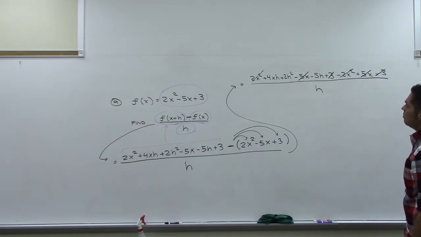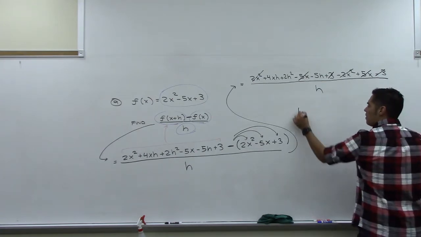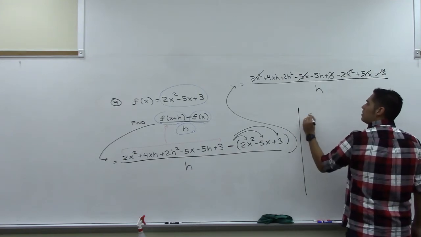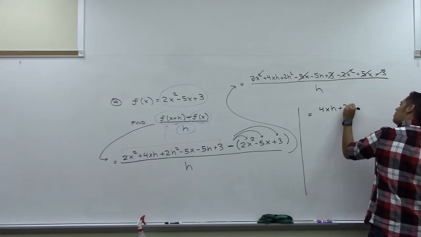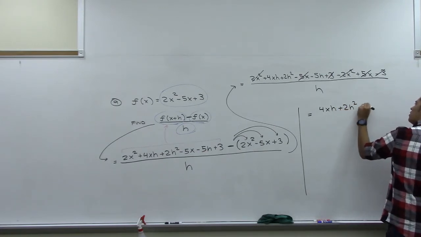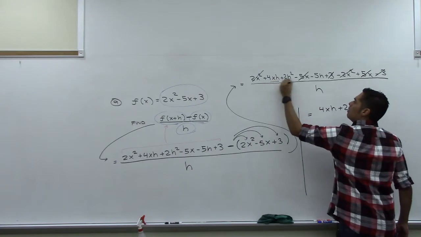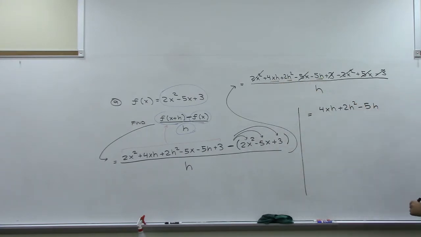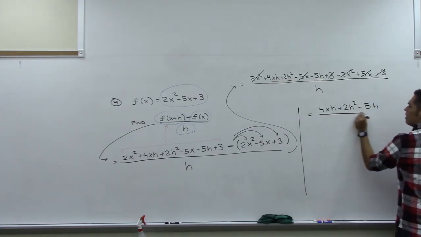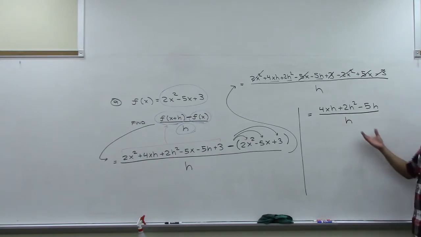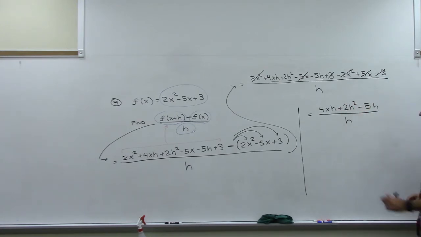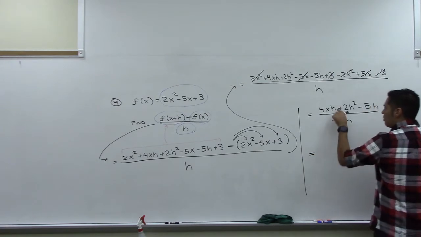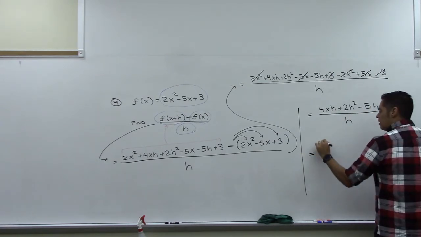Otherwise, nothing else cancels. So all I'm left with at this point is that that's equal to, I have a 4xh, I have a plus 2h squared, and a minus 5h. I have those three terms right here. 1, 2, 3. Those are the three things I still have on the top. And on the bottom, I have h. And like I said, if you do things right, you should have h's in everything you have up here, which we do. And that's a good thing, because now you can factor out a single h out of the top.